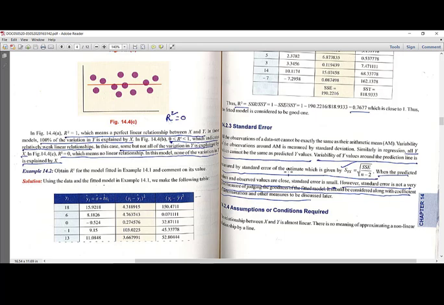SYX. SYX is called standard error of the estimate, and that is given by square root of SSE by n minus 2. When the predicted values and observed values are close, then standard error is small. However, standard error is not a very good measure of judging the goodness of the fitted model. It should be considered along with coefficient of determination and other measures that are to be discussed later.